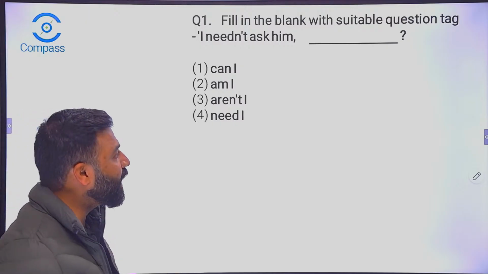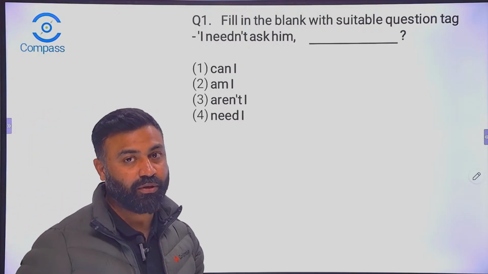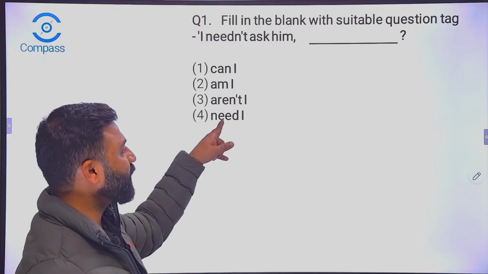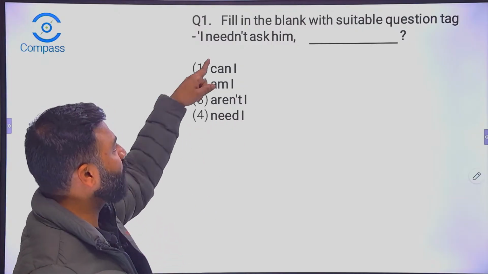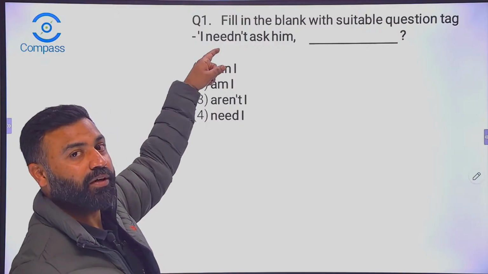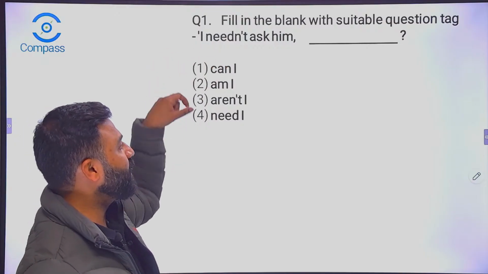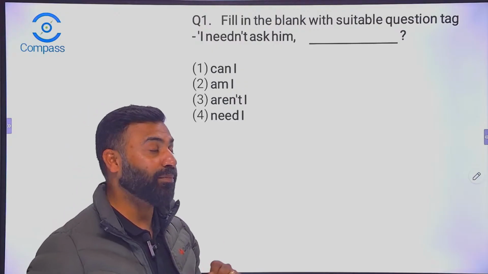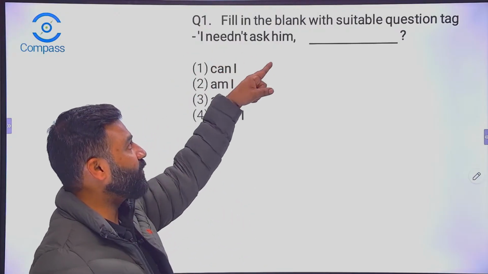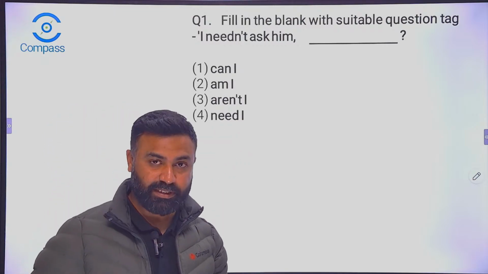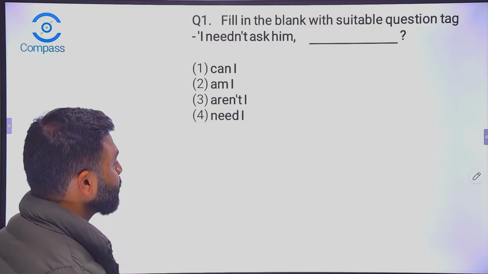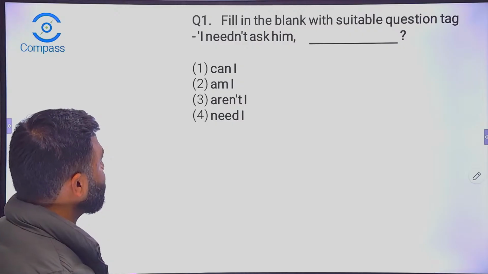So "need I" is the right answer. That's correct. Very good. Option number D, option number 4, "need I" is the correct answer. Why? Because "need" is used here, and because this is a negative sentence, the question tag is positive. All right, let's see. Do we have any more questions?